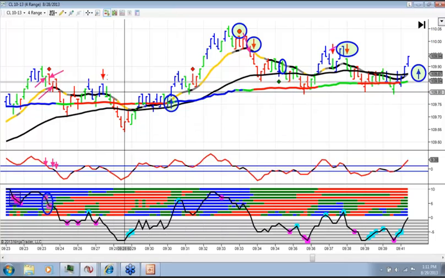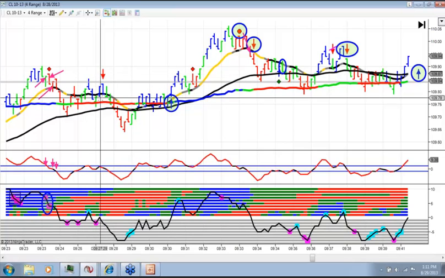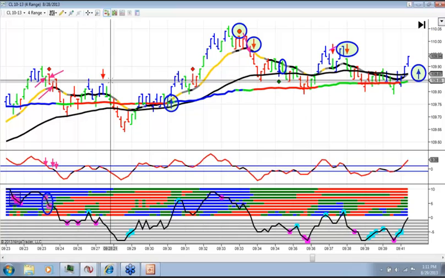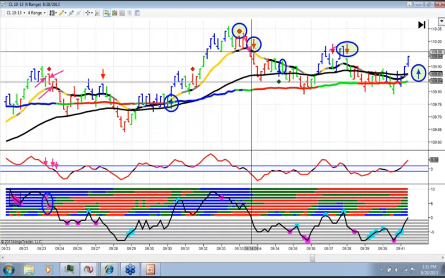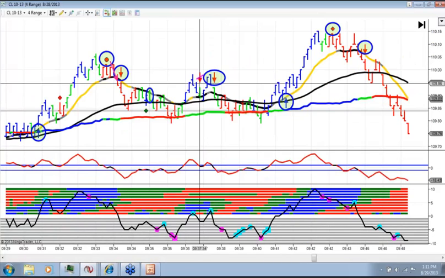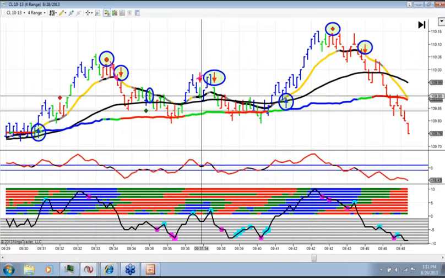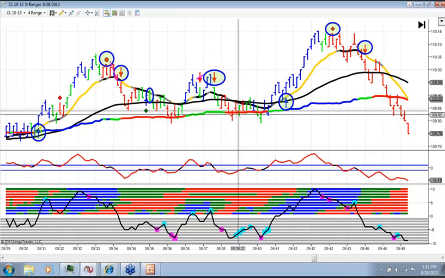The reason we didn't take this short, even though it's a nice win, is the action line's not sloping down. Okay, so I said the one rule that we're following today is what? The action line has to be sloping in the direction of the trade. It is here, winner. It is here, winner. This trade, no trade because the action line is not sloping down. This trade we take because the action line is sloping down, winner.